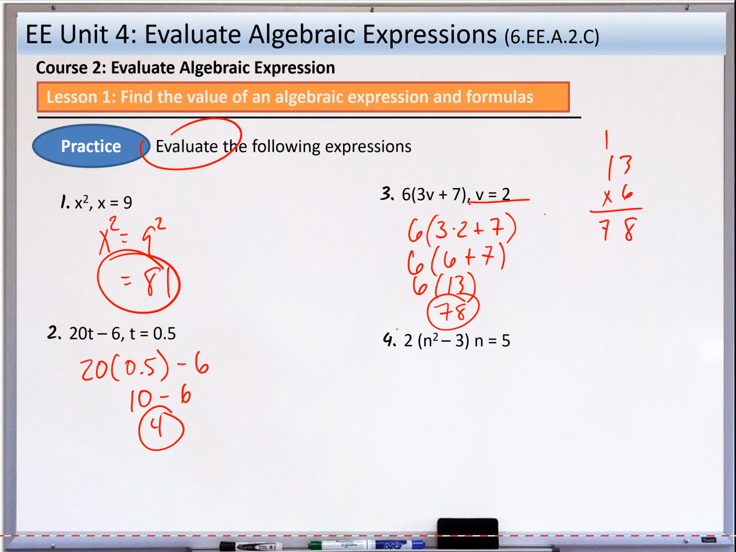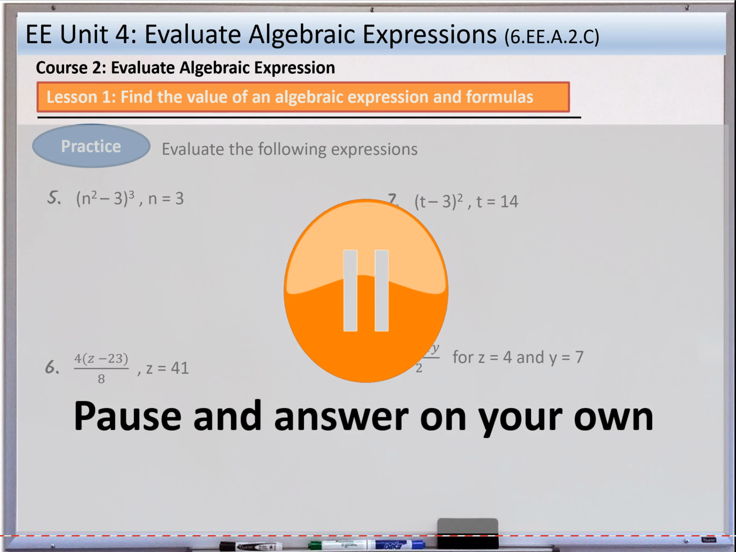We're going to evaluate 2 times the difference of n squared minus 3, where n is equal to 5. So we have 2 times 5 squared minus 3. I hope you didn't think that was a multiplication there. And that's 2 times 25 minus 3, which would be 2 times 22, which is equal to 44. Okay, so evaluate just means substitute the number in for the variable. All right, the next one, go ahead and pause the video and answer these questions and come right back.